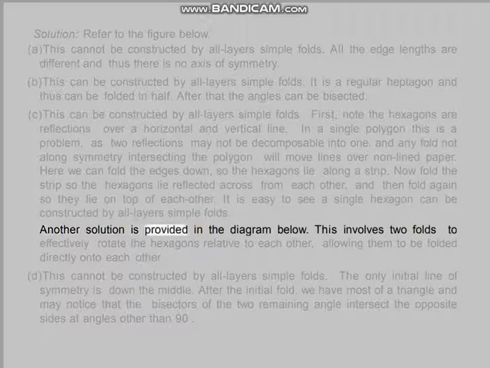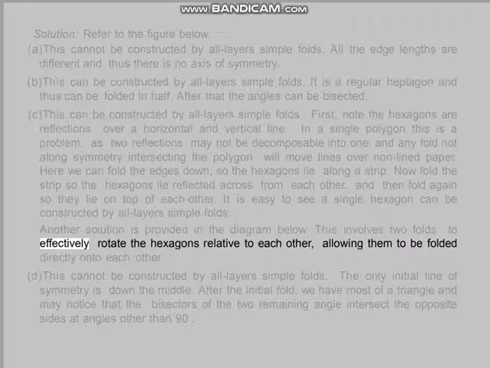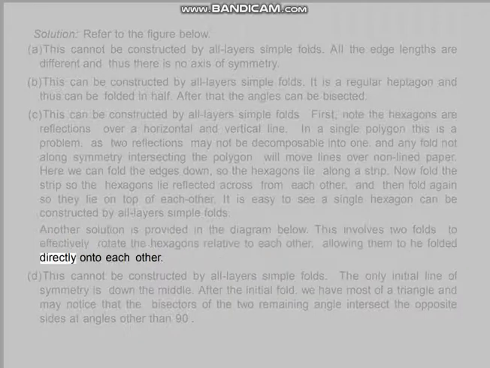Another solution is provided in the diagram below. This involves two folds to effectively rotate the hexagons relative to each other, allowing them to be folded directly onto each other.